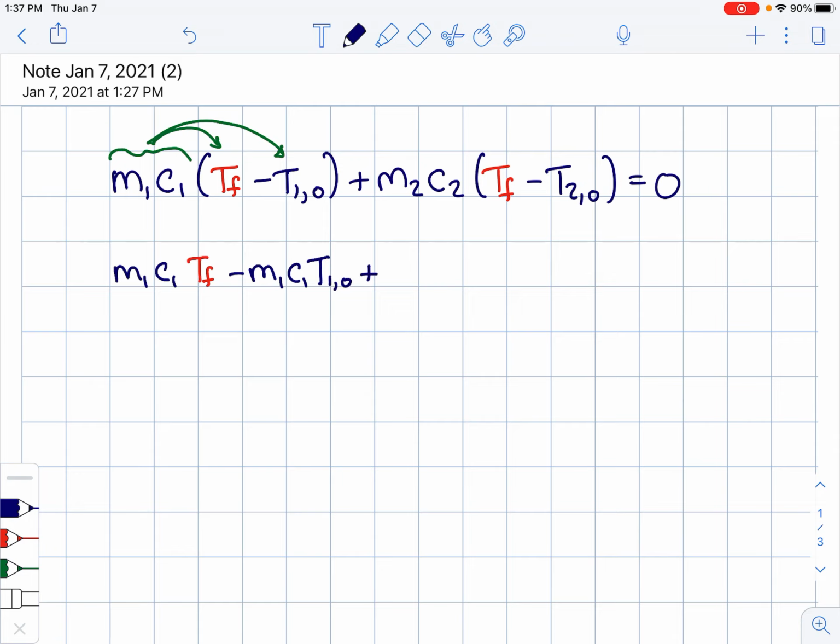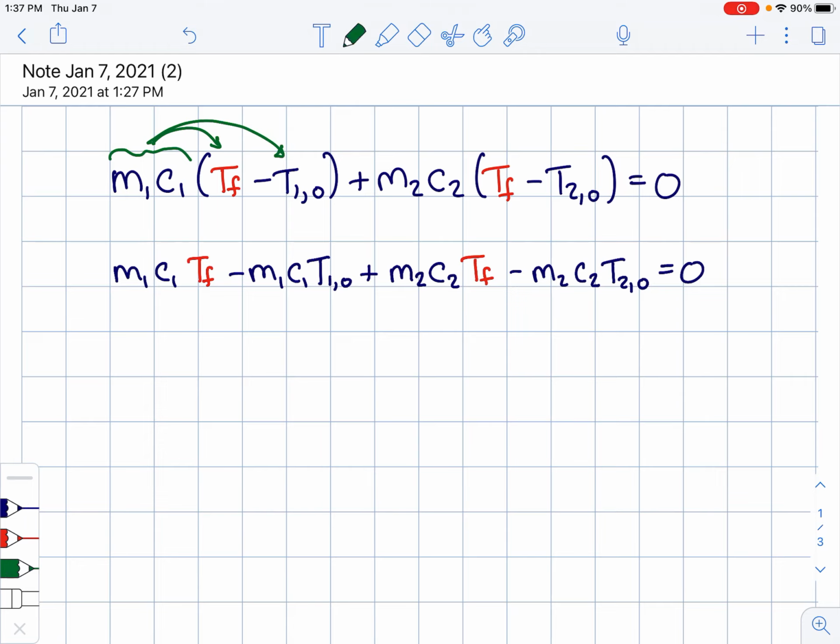plus, and then I'm going to do the same thing. I'm going to distribute the second expression. I'm going to have m2 c2 times T final, and then I'm going to have minus m2 c2 times T2 initial, and that's all going to equal 0. Okay? So what I'm trying to solve for is in red there.